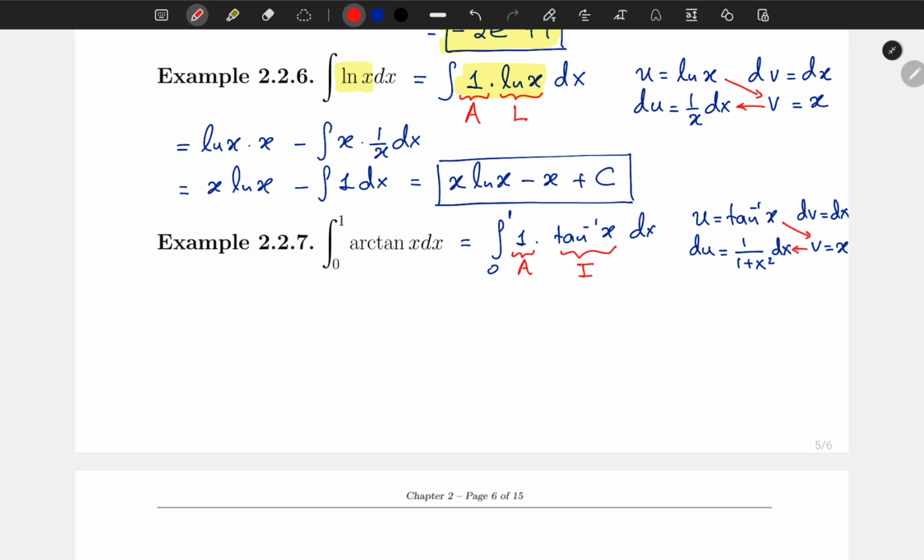We have to multiply to obtain integration by parts. It's uv, inverse tan x times x, minus the integral of v du, x times 1 over 1 plus x squared dx. And this is a definite integral, so we have to evaluate at 0 and 1.